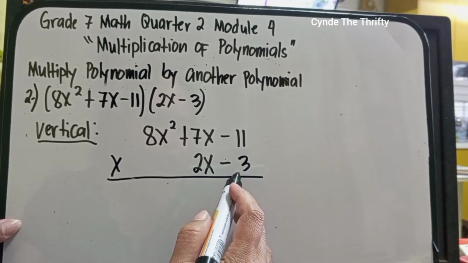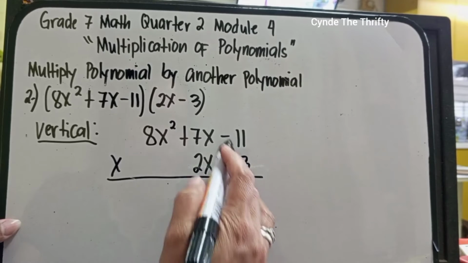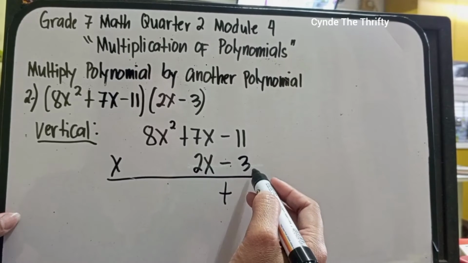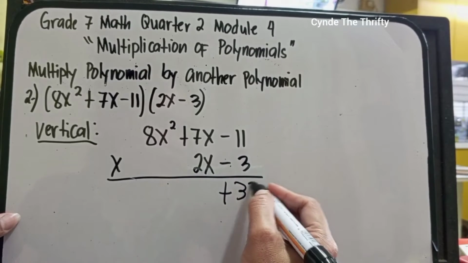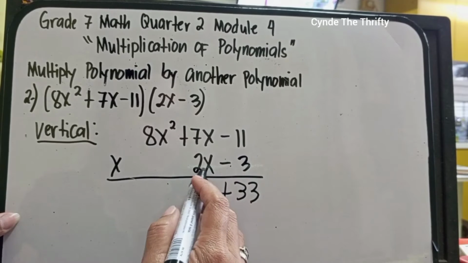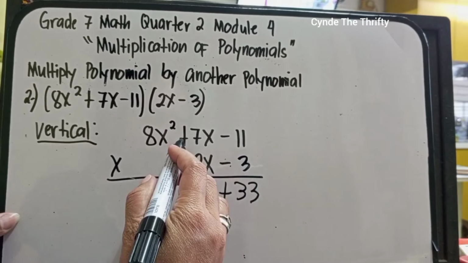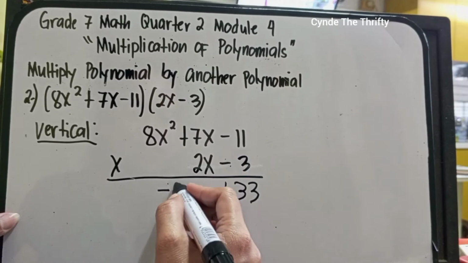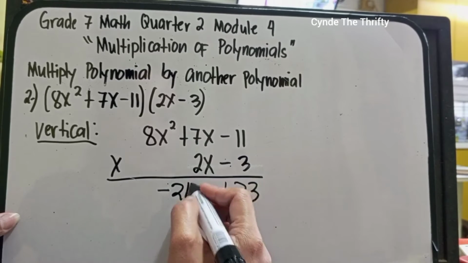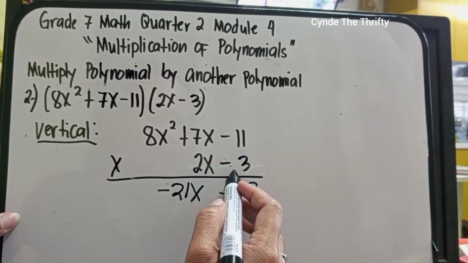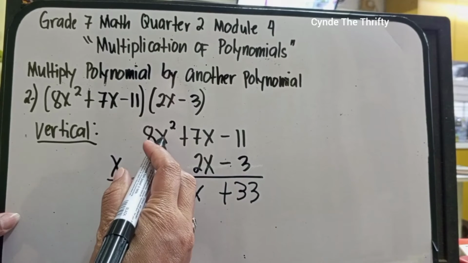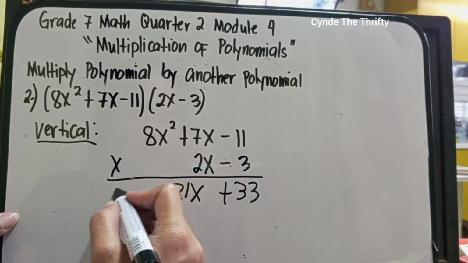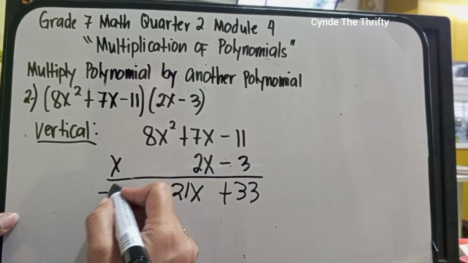So, negative 3 times negative 11. So, negative times negative is equal to positive. And then 3 times 11 is equal to 33. And then, negative 3 times positive 7x. So, negative 3 times positive 7 is equal to negative 21. Kopyahin natin si x. And then, negative 3 times 8x squared. So, 3 times 8 is equal to 24x squared. So, dahil negative, negative 24x squared.